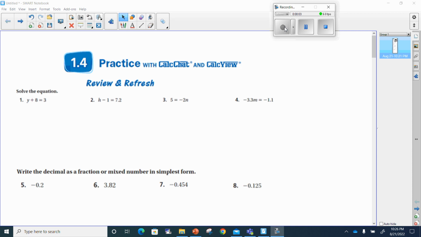Let's go ahead and knock out this homework tonight, solving multi-step equations. I'm going to start over here with the odd ones. So I got number 1. We see that we have y plus 8 equals 3.